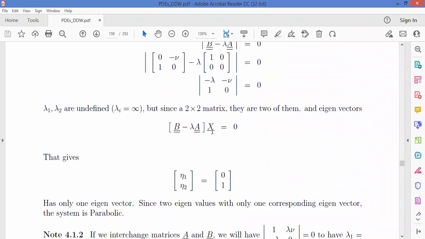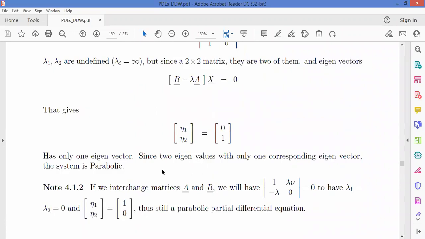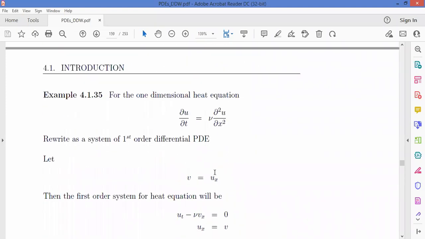And on doing that, you draw the conclusion. It has only one eigenvector, since two of the eigenvalues have only one corresponding eigenvector, you deduce that the system is parabolic. I hope we are together there.